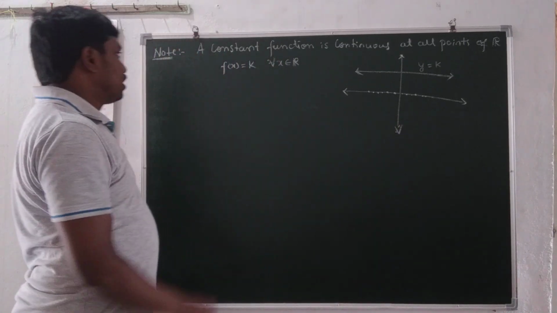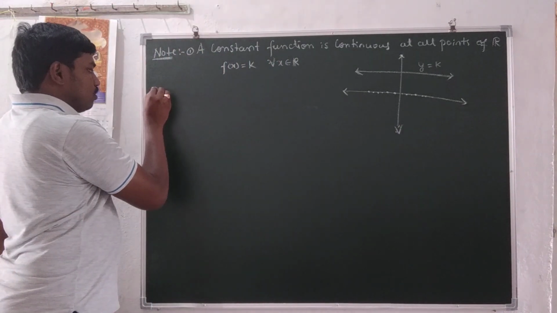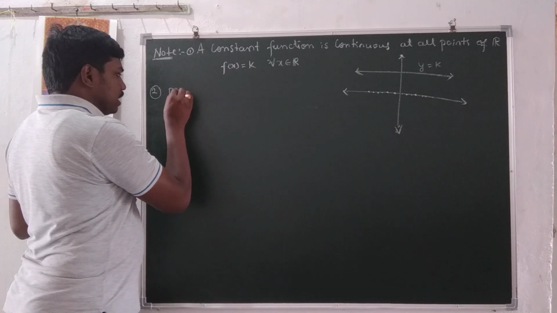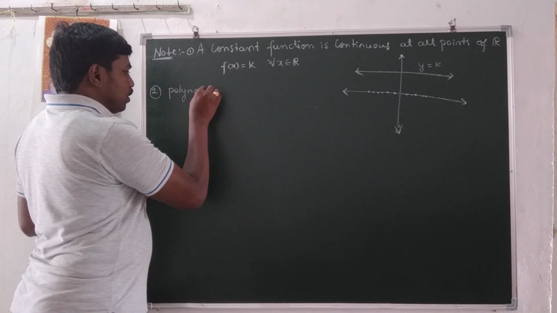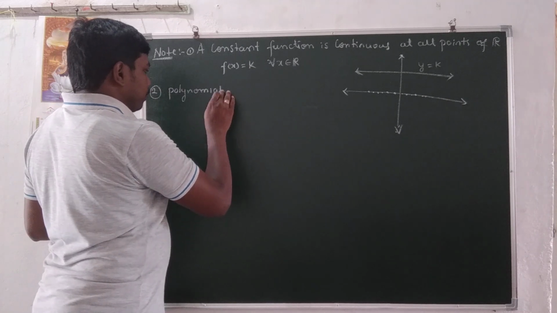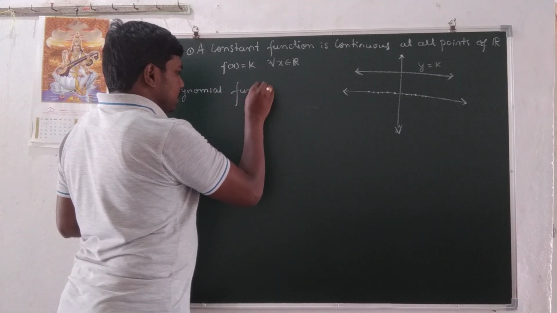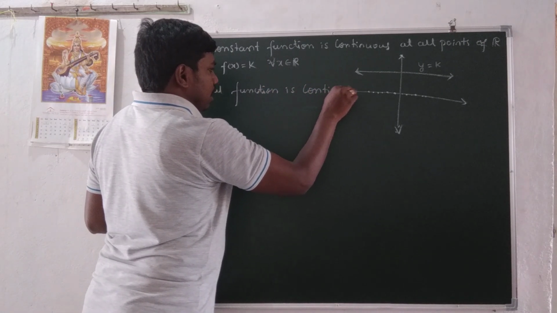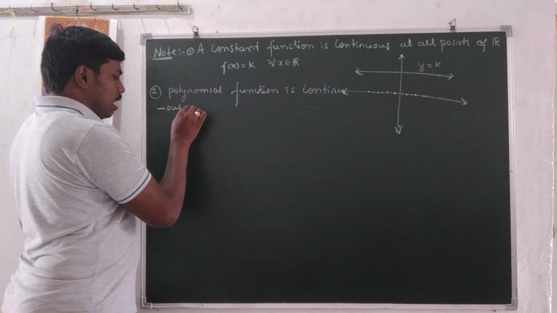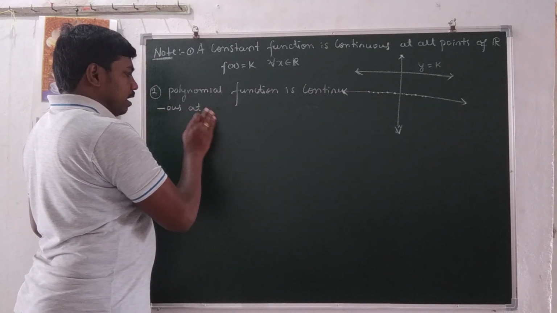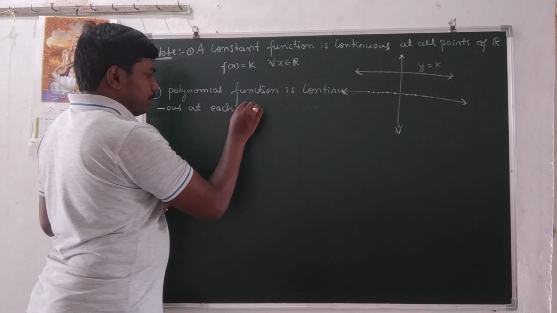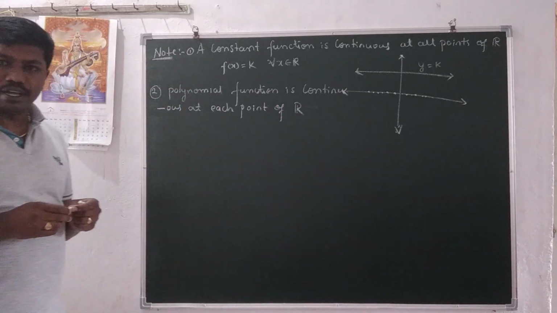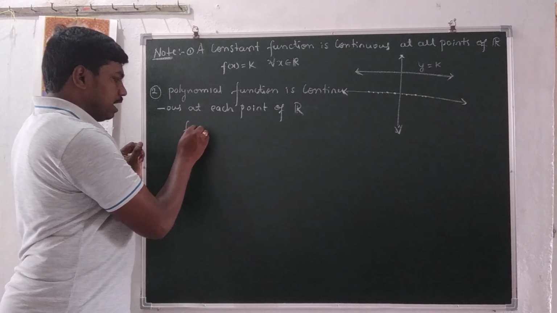So next is note number 2. Polynomial function is continuous at each point of real numbers.